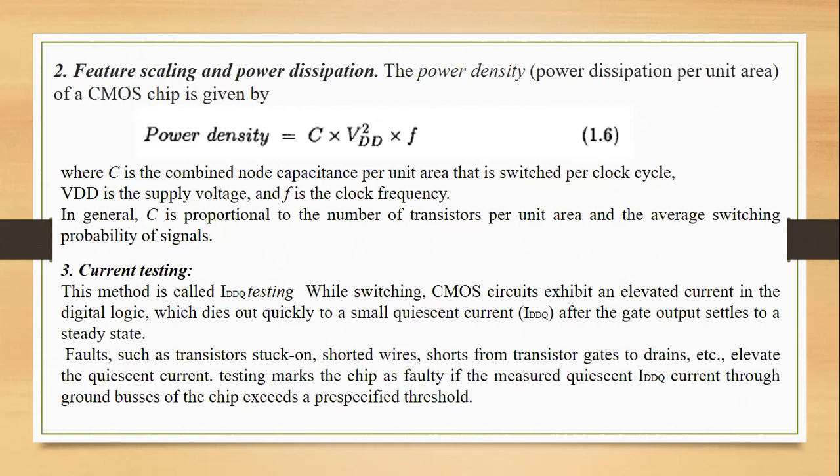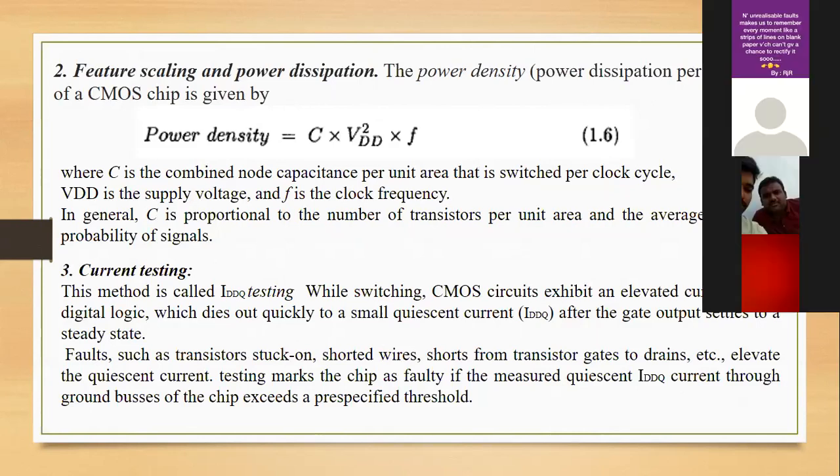In this case, C is represented as the capacitance per unit area, which is switched per clock cycle. For each and every clock cycle, you define the capacitance of unit area within the devices. VDD is represented as the power supply, and F is represented as the clock frequency.